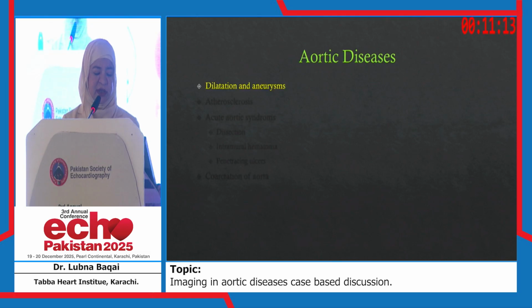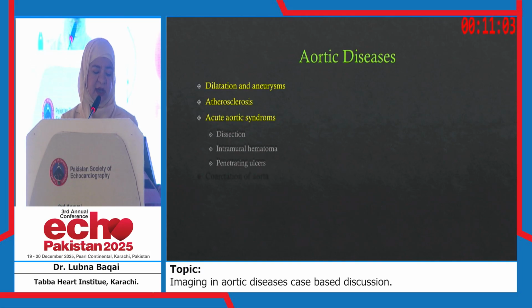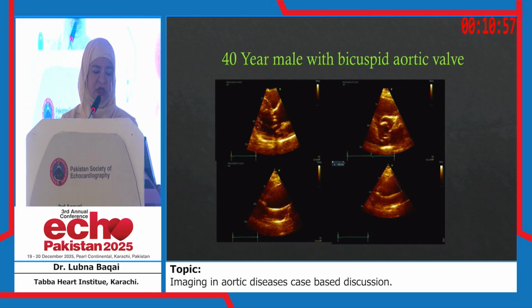Now come to the various aortic diseases that you have to image: dilatation and aneurysms, atherosclerosis, acute aortic syndromes that include dissection, intramural hematoma, and penetrating ulcers, and lastly coarctation of the aorta.